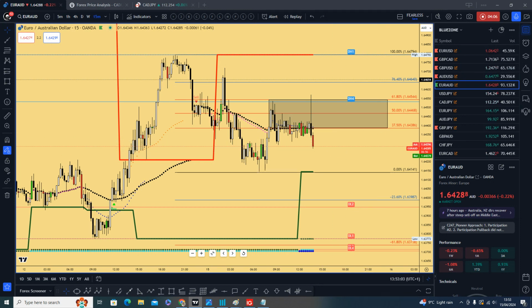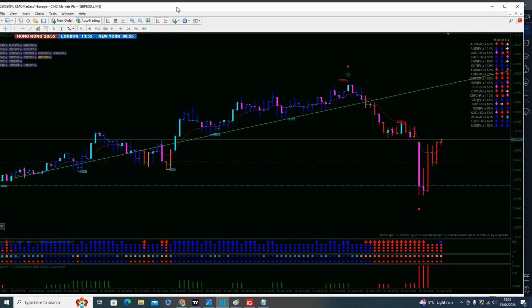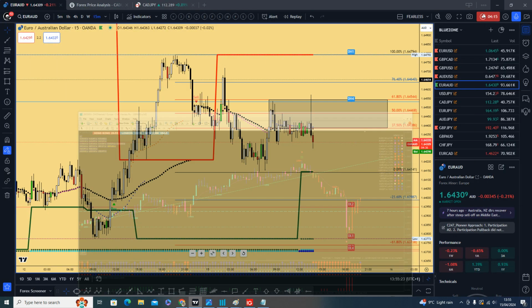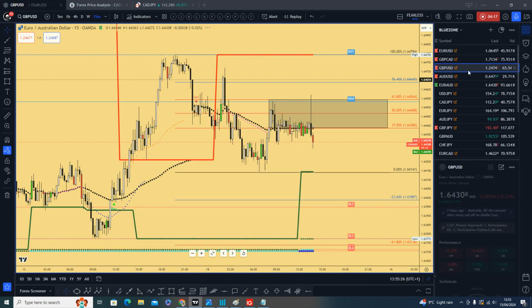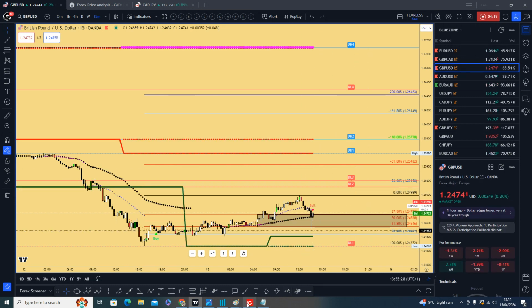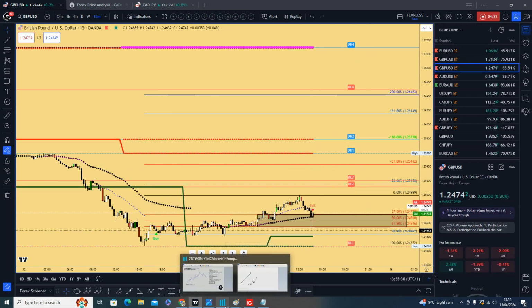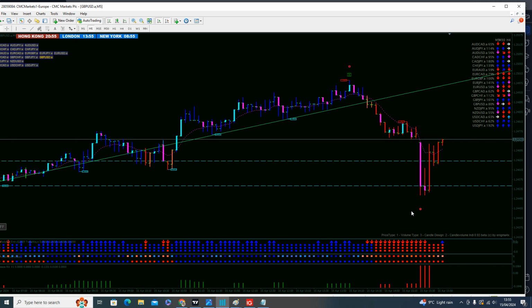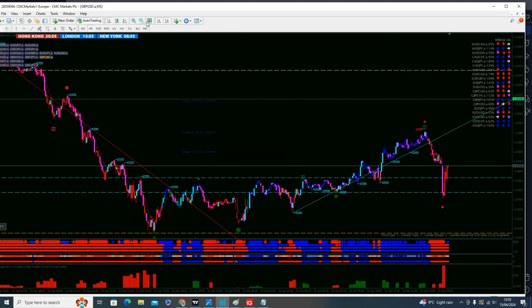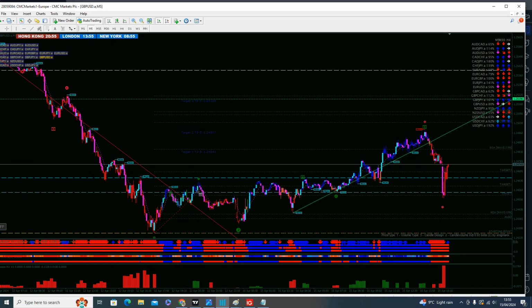So let me set up the MetaTrader chart. We're going to be looking at the pound dollar. I think that is more technical, so we want to trade the pound dollar. This is the pound dollar on the 5 minutes chart, and we can do the same thing we did by measuring the low to the high.